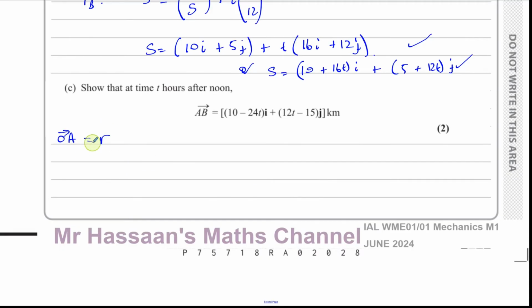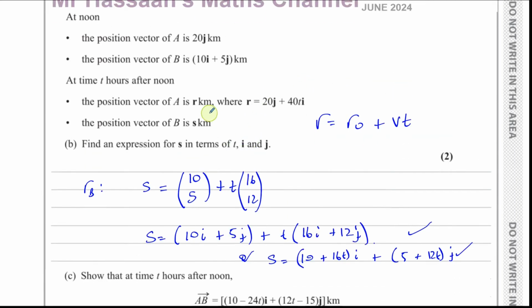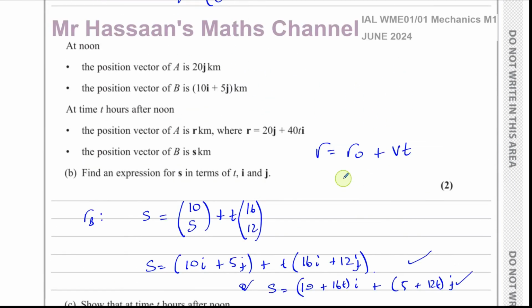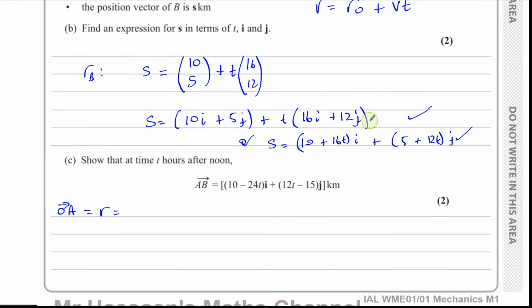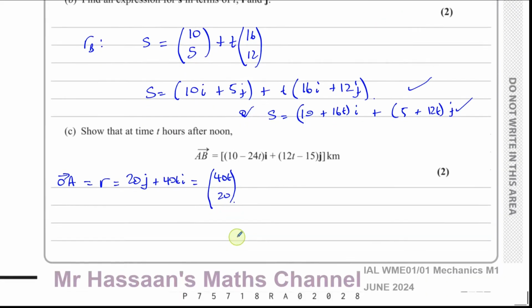When it says position vector, it means the vector from O to that point. And we know that that vector R is given as they told us: 20j plus 40ti. So that's 20j plus 40ti. As a column vector, that would be 40t and 20, basically 40ti plus 20j. All right, that's the position vector of A.